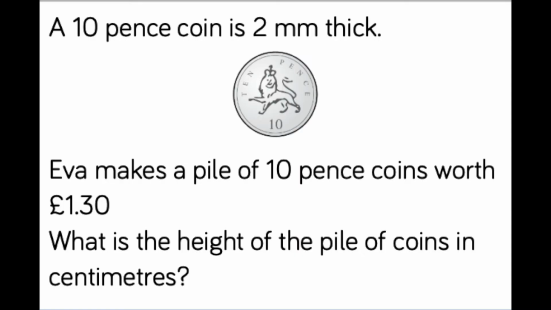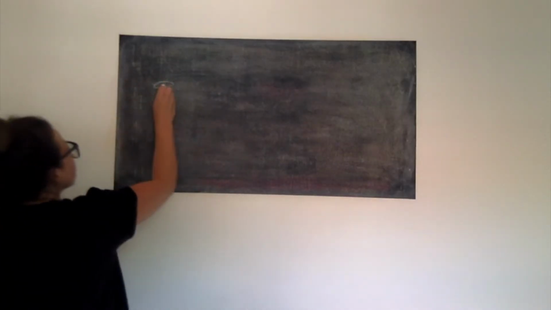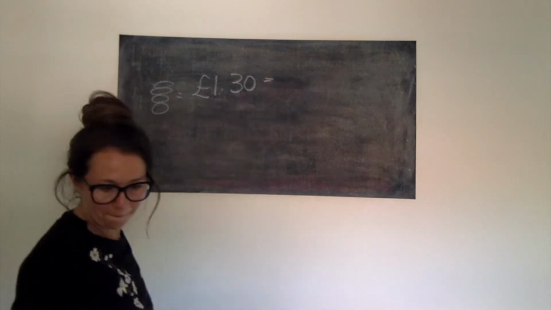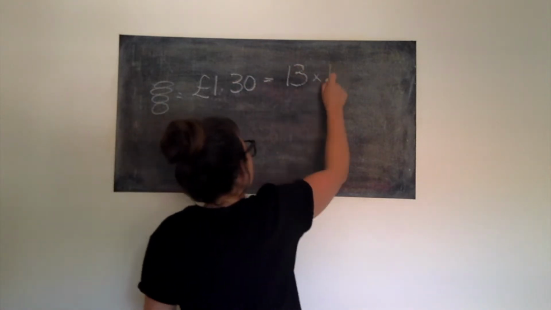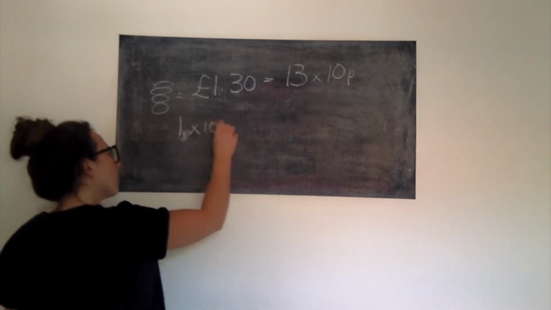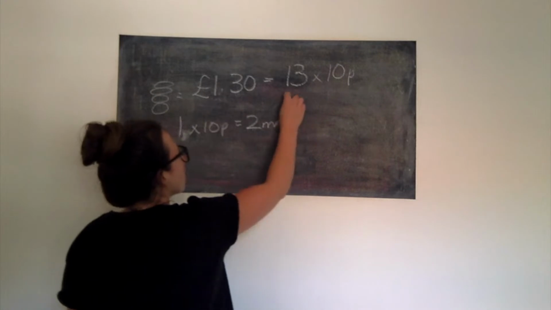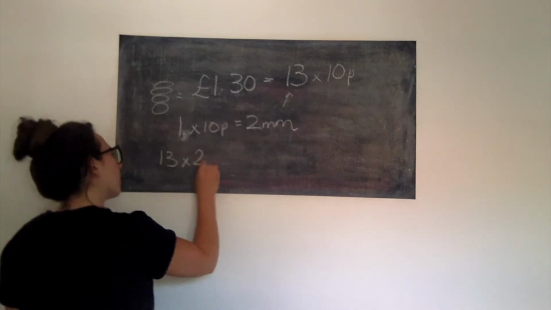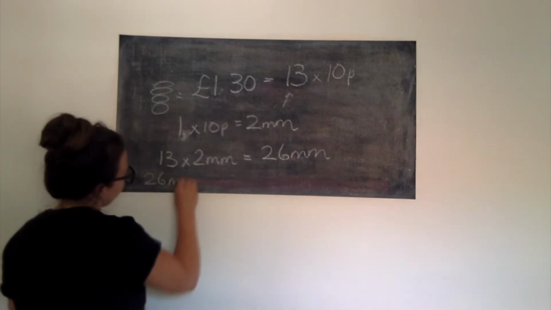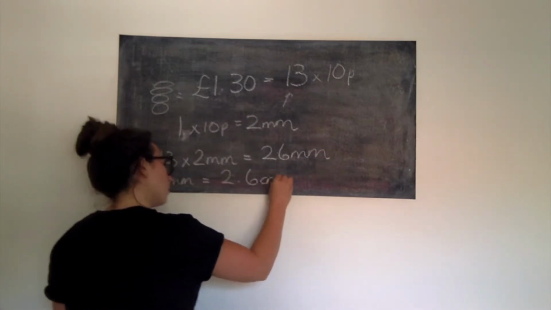First, going to go through yesterday's challenge. A 10p coin is approximately 2mm thick. Eva makes a pile of 10p coins worth £1.30. So what's the height? Well, for a coin stack to be worth £1.30, she must have used 13 lots of 10p coins. Now, if each 10p coin is 2mm thick, we needed to do 13 times 2mm, which gives us 26mm. And then to turn that into centimetres, we need to divide it by 10, which gives us 2.6 centimetres. Well done if you got that.